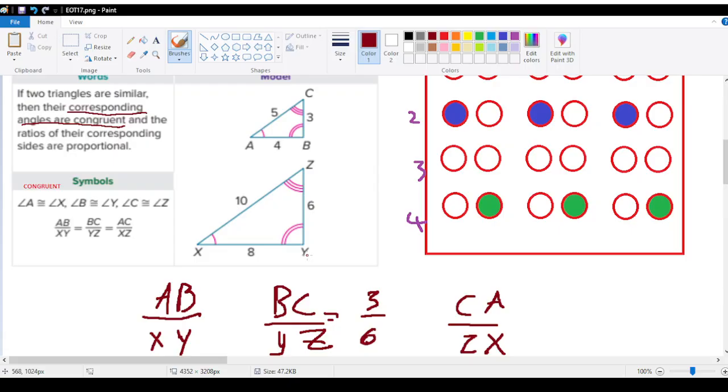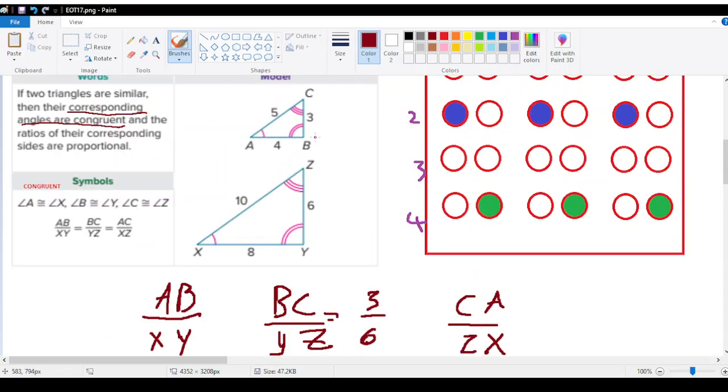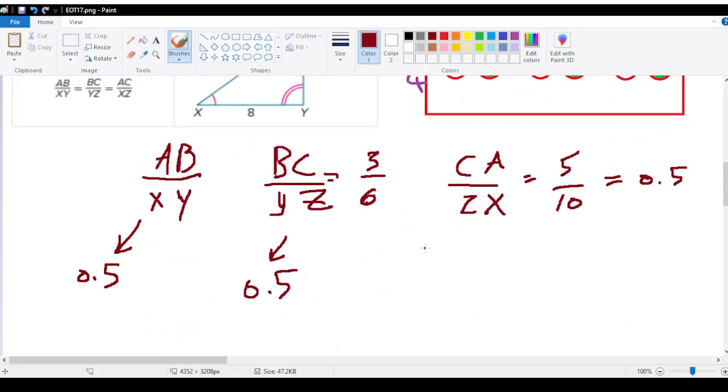0.5. Correct. So it is the same answer so far. It's 0.5. Now, if we do that for the last side, it will be the same answer as well, because AC, or CA, is 5 and the other one is 10. So 5 over 10 is also 0.5. Understood, Shamsa?